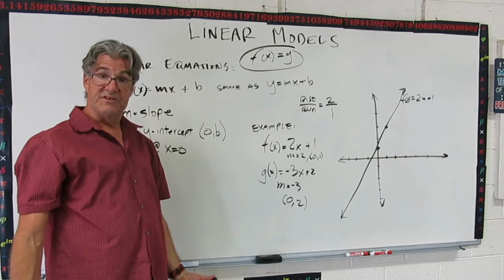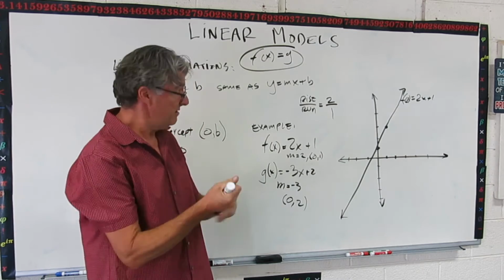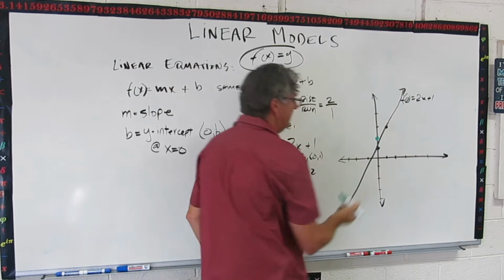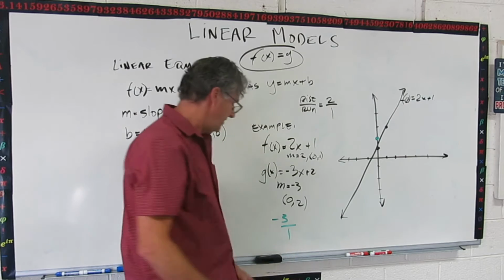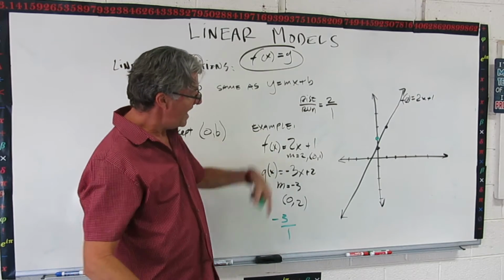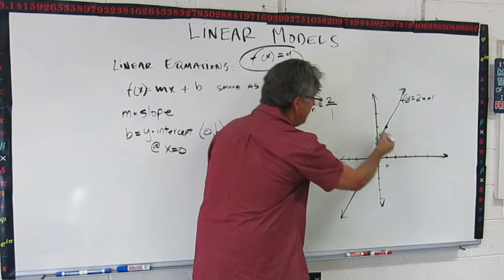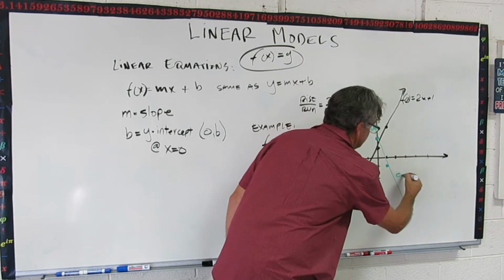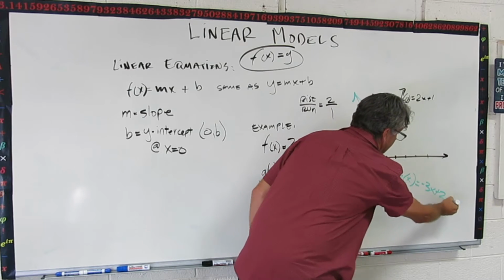So now I can go to (0, 2). Actually, I'm going to grab a different color for clarity's sake. (0, 2) is this point. Then my slope is negative 3 over 1. So now, instead of going up 3, remember rise over run, I'm going to go down 3, 1, 2, 3, and over 1. And that will be that point. So this line looks like that, and this is g of x equals minus 3x plus 2.